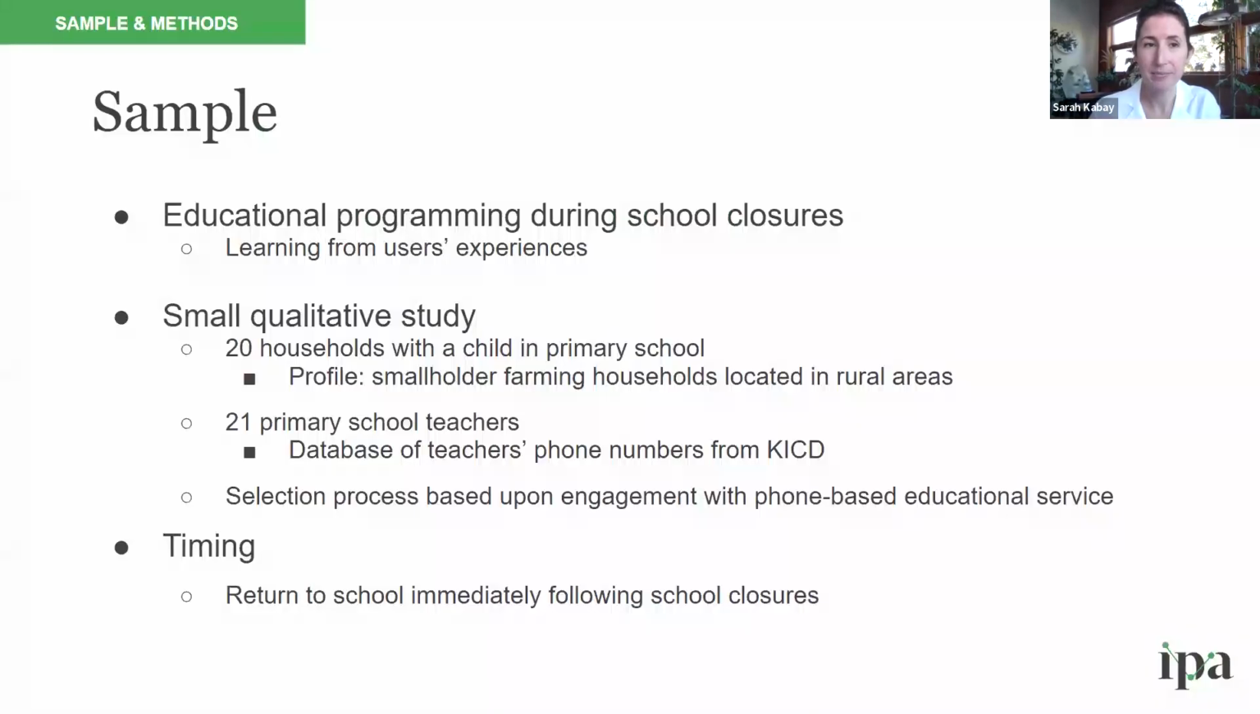some initial insights here. So again, I'm going to start by very briefly describing our sample and methods. This was initially conceived as a qualitative exercise as part of a broader research project looking at educational programming during school closures. And the initial intent was to learn about users' experience. So this is a relatively small qualitative study. This is not a representative sample. But again, thinking of qualitative research, its advantages in identifying important issues and hypothesis generating are a key initial objective for this work.